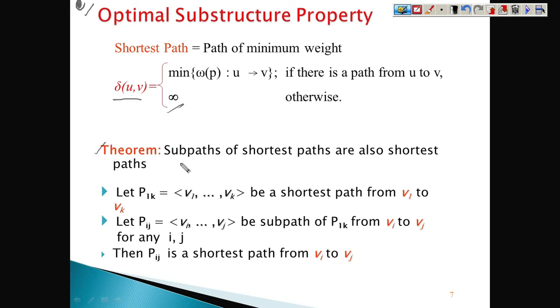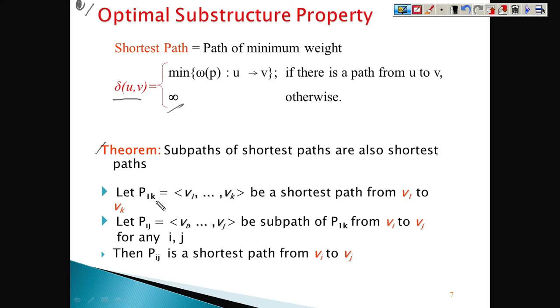Then we have a theorem: subpaths of a shortest path are always shortest paths, and this also appears very obvious, because if we take any shortest path and take a subpath of it, that must also be the shortest. So we have some theorems like this. If p from 1 to k is any path, defined by the set of vertices v1, v2 up to vk, and it is the shortest path from v1 to vk.